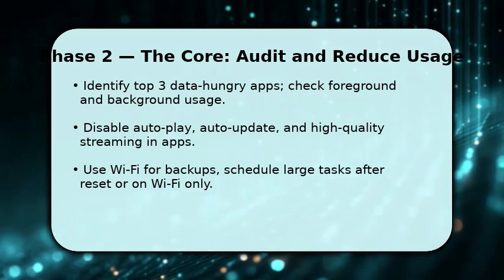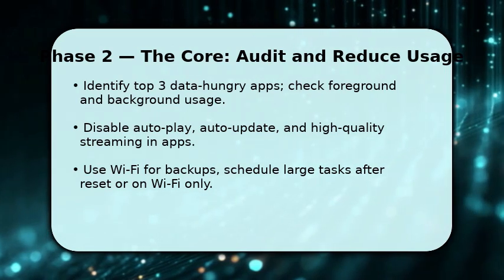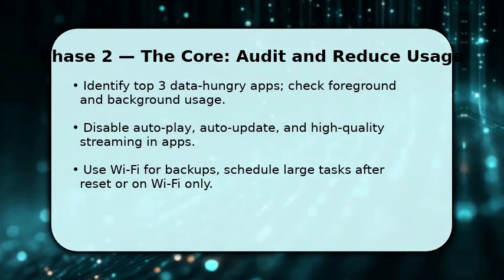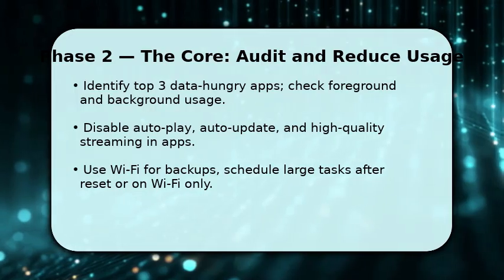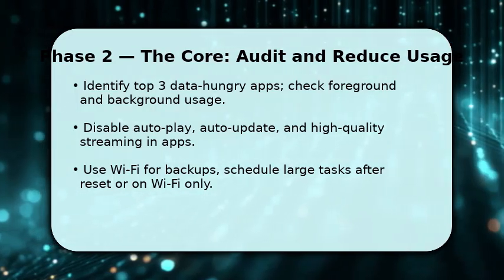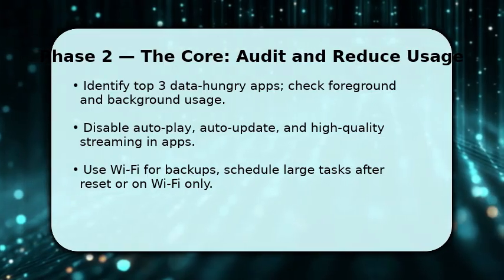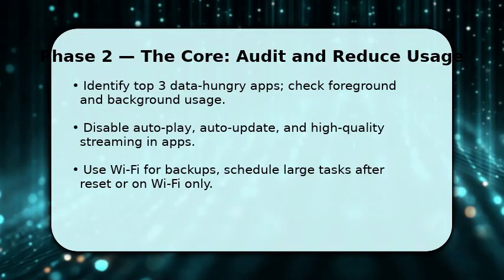Open data usage to find the top 3 offenders and inspect foreground versus background consumption. Once identified, force stop or restrict background data for those apps and revoke unnecessary permissions. Next, change streaming to low or standard quality and turn off autoplay and automatic updates.